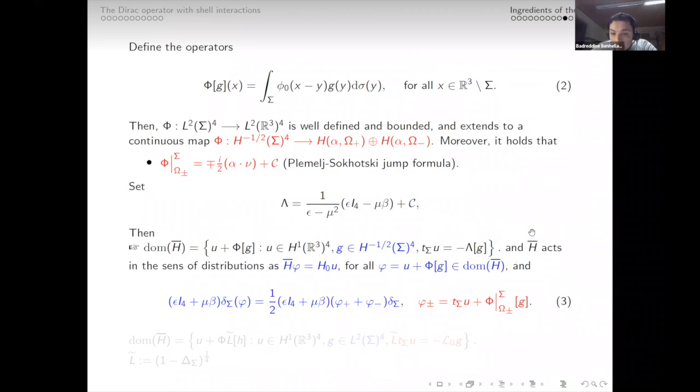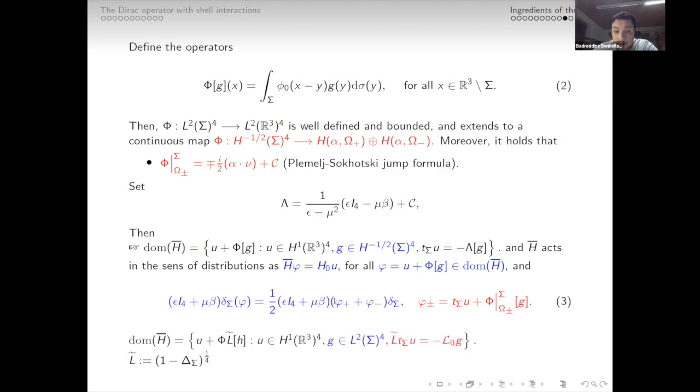And our operator, in fact, will act in the sense of distribution as follows. It will act as the free Dirac operator on the regular part. And this is for any phi in the domain of the closure, all right? And here, the only way to give meaning to the Dirac distribution is by taking the mean value.